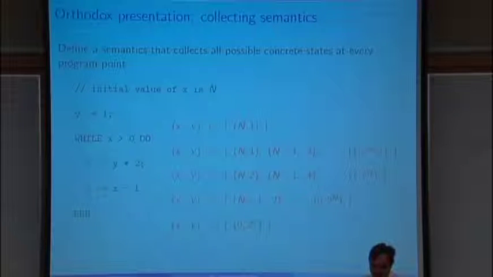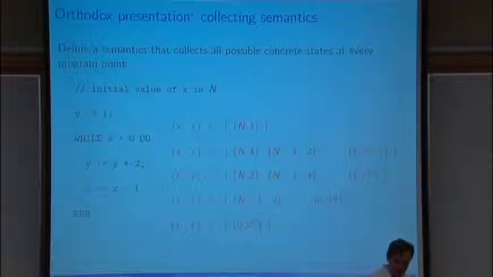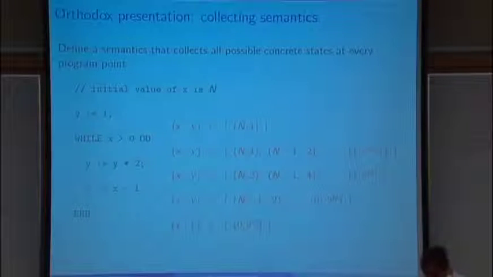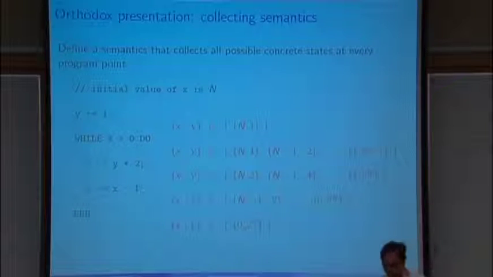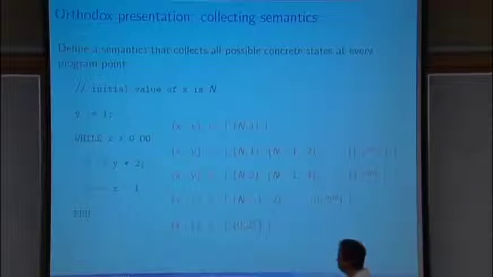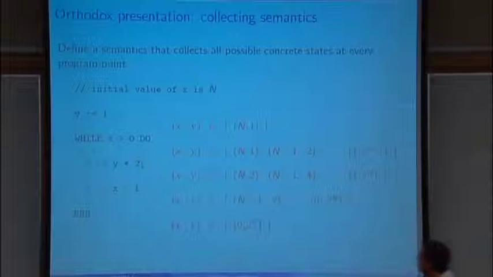And so let me tell you a few words about the orthodox presentation that you could find in the papers by the Cousots originally. And I think it's not the best presentation, but the orthodox presentation is in two steps. First, you define a so-called collecting semantics for your language. It is a semantics that is going to describe not just one execution, but it's going to summarize an execution in the following way. At each program point, it's going to collect all possible concrete states that can occur.